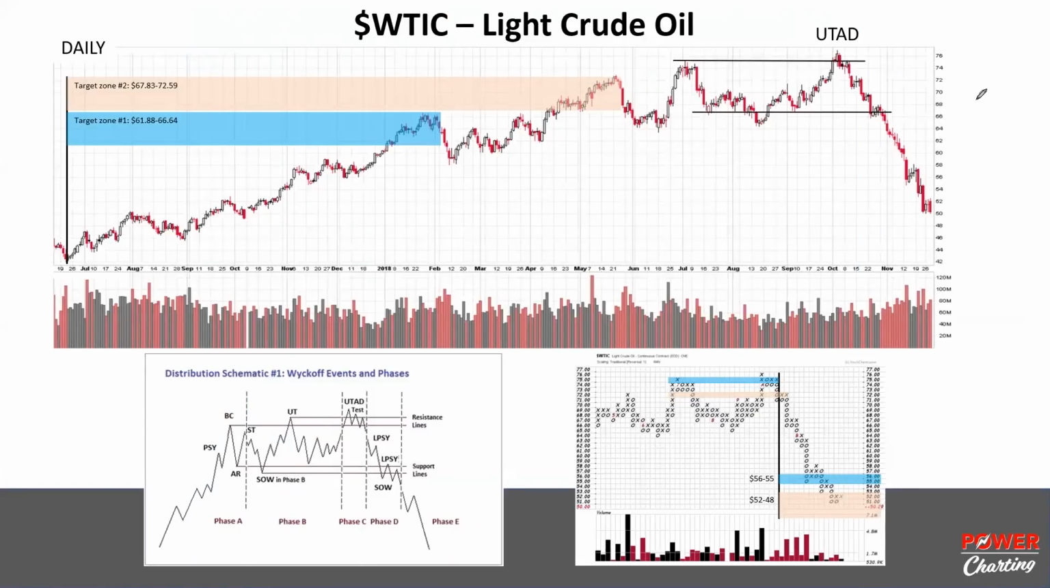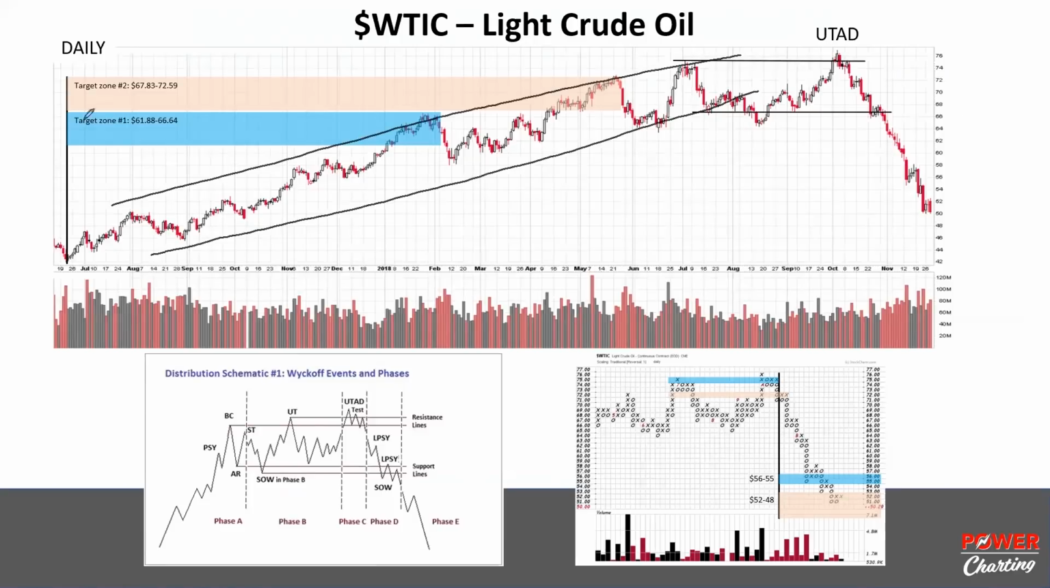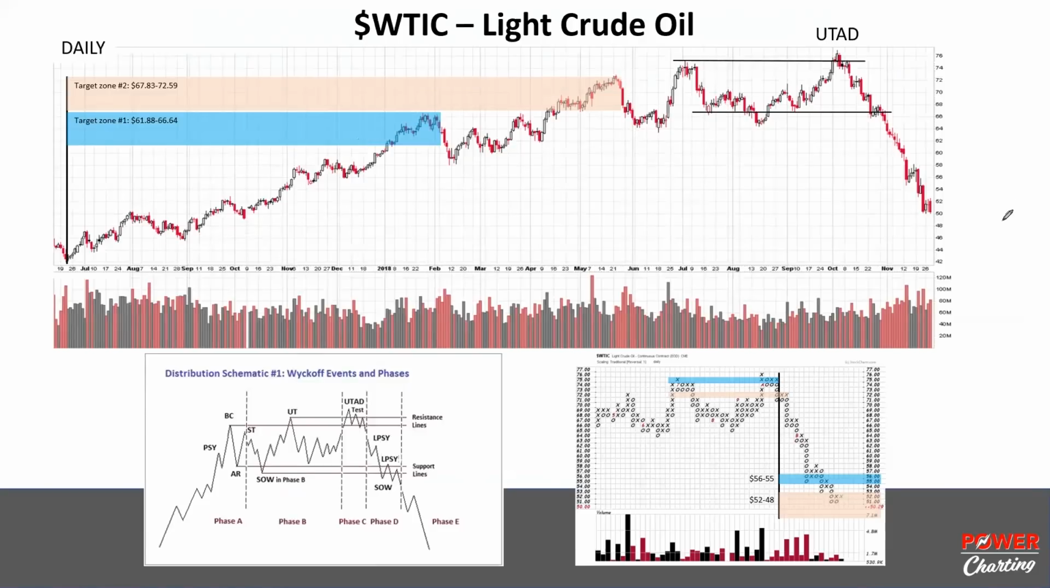So here we have a daily chart of light crude oil. This is the continuous contract, WTIC. You can see here, beautiful uptrend. These two shaded areas are point and figure counts. And you can see that the top count, target zone number 2, was fulfilled back in May when we went into a range-bound condition. Now, there's a couple things we would like to accomplish here by looking at this chart.